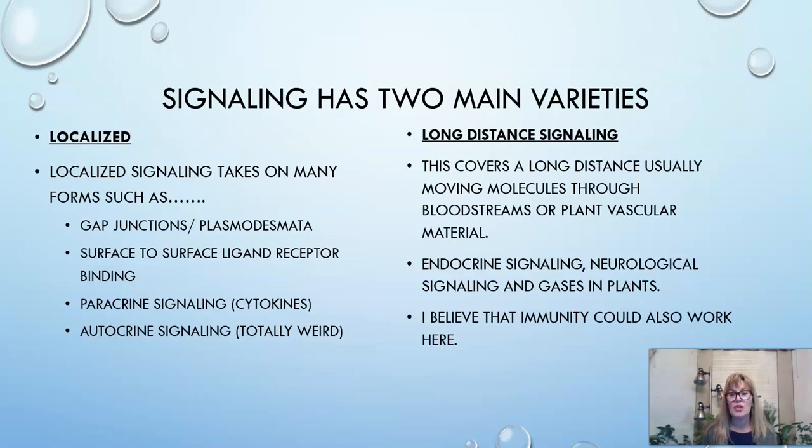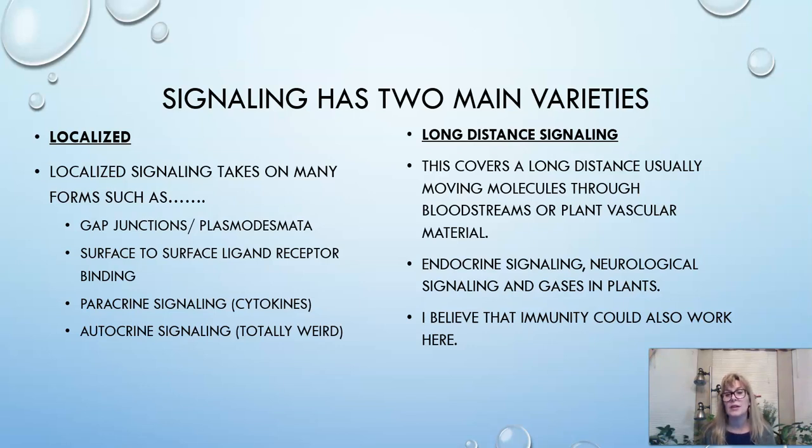So signaling has two main varieties. We refer to them as localized signaling and long-distance signaling. In localized signaling, it takes on a lot of different forms. There are gap junctions or plasmodesmata, where there are connections between the cytoplasm. There is surface-to-surface ligand receptor binding, that's one type. Paracrine signaling with cytokines, autocrine signaling, which is very strange. And we'll look at some pictures here on the next slide.